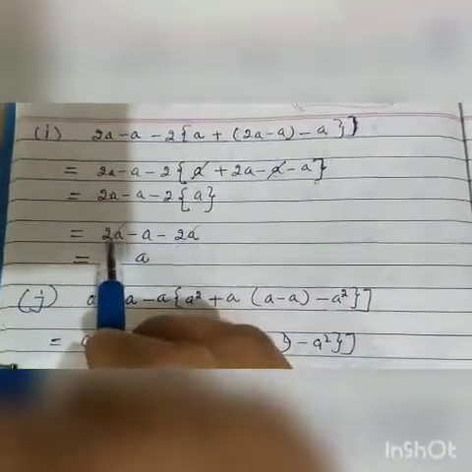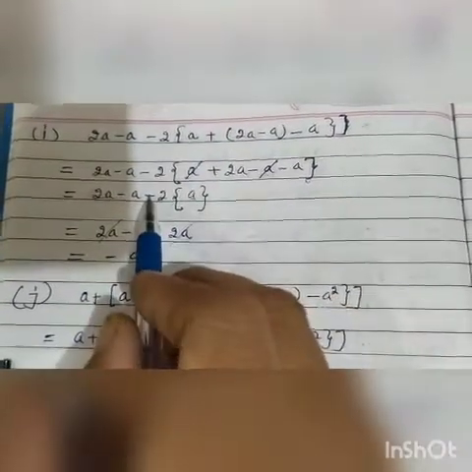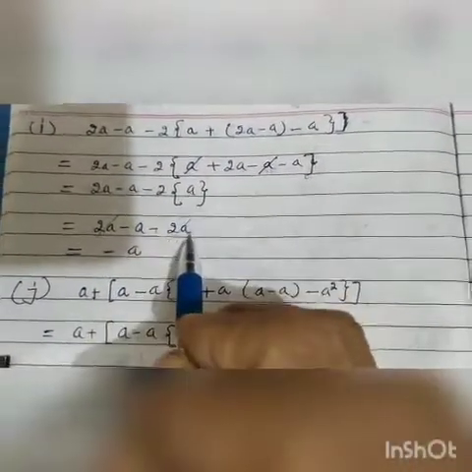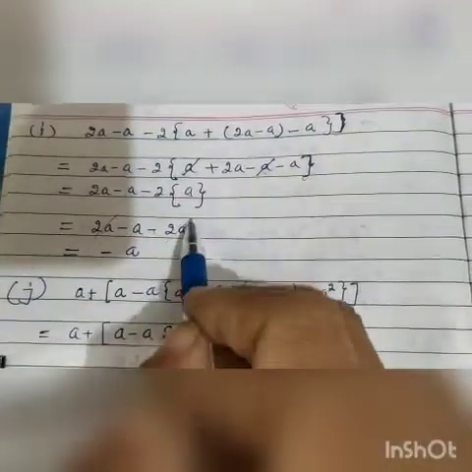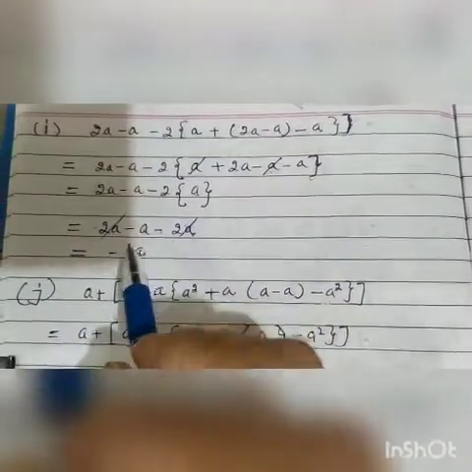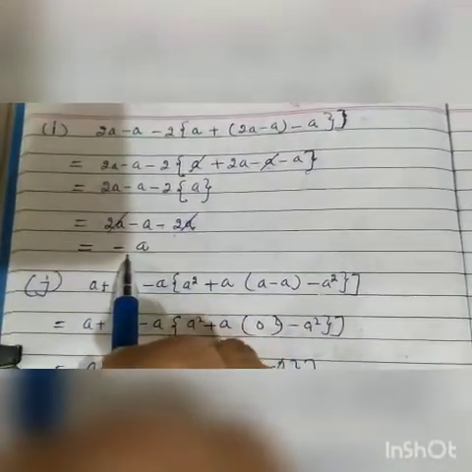Now this 2a minus a, multiply this 2 with a, then it will become minus 2a. Then this plus 2a and this minus 2a both are cancelled. What is left? Only minus a is left.